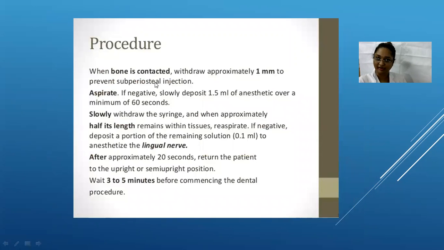When bone contact is felt, withdraw approximately 1 millimeter to prevent a subperiosteal injection, aspirate in 2 planes, and 1.5 ml should be given over 60 seconds. Slowly withdraw the needle until half of its length remains within the tissues and give a lingual nerve block. Aspirate in 2 planes and deposit about 0.1 ml to anesthetize the lingual nerve. After approximately 20 seconds, ask the patient to sit upright and wait for 3 to 4 minutes before starting the procedure.